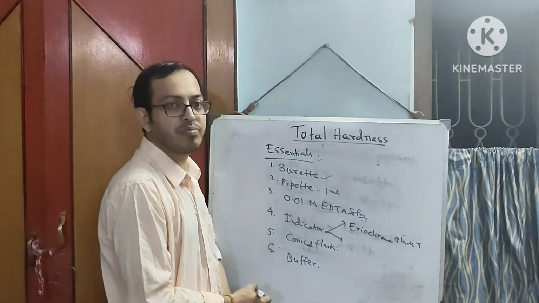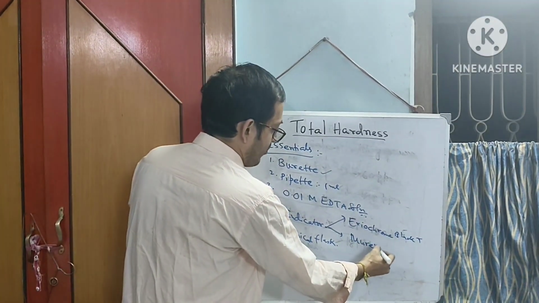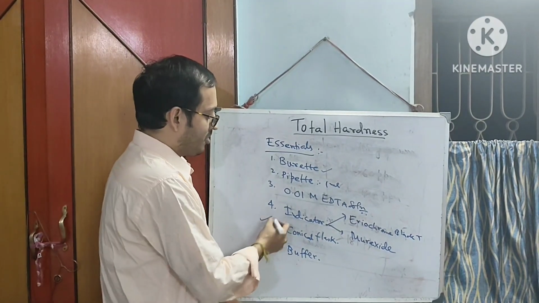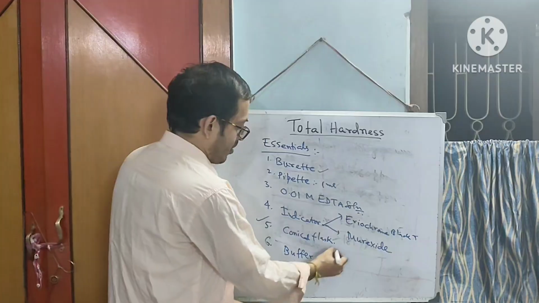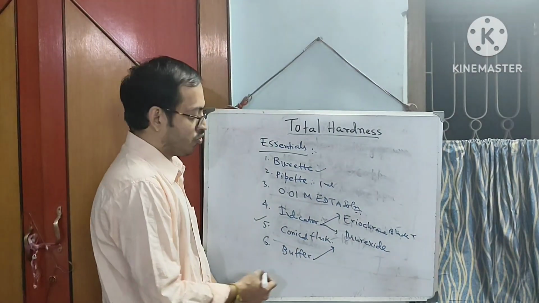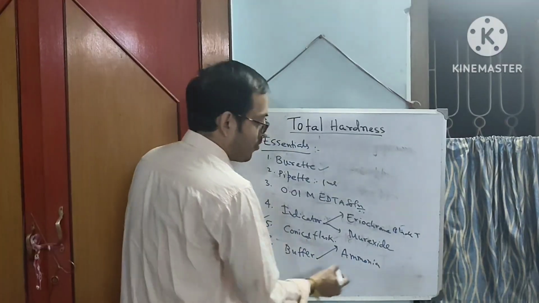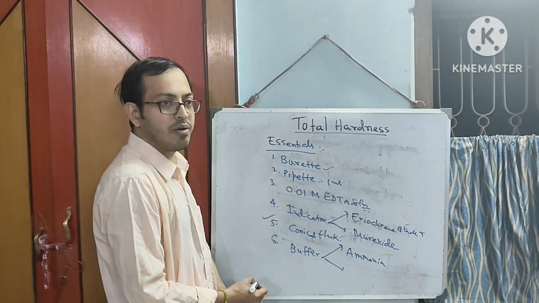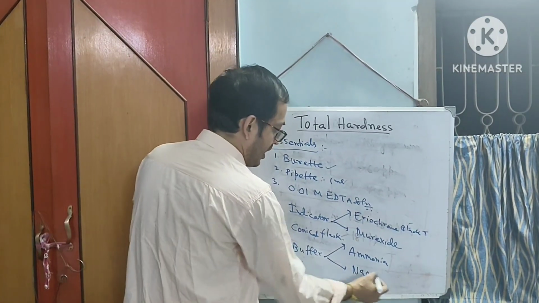And for determination of calcium, we need murexide indicator. Then we need a conical flask and buffer solution. For total hardness, we need ammonia buffer, and for calcium, we need NaOH buffer.